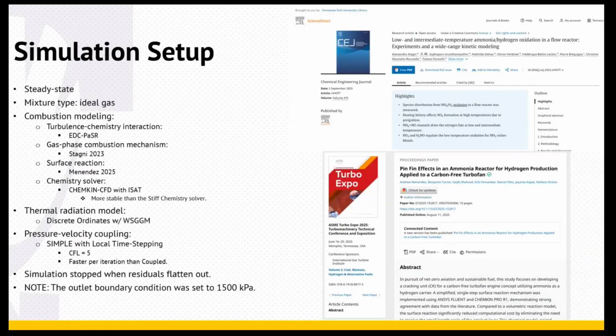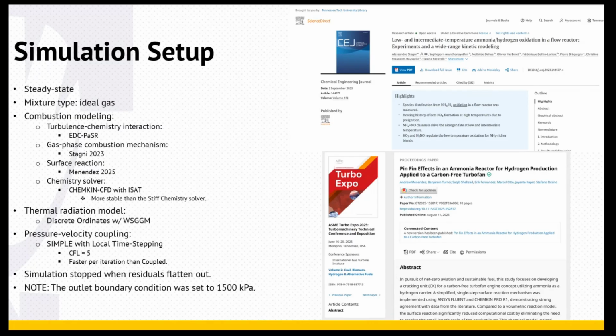And I'm not going to get too much into detail on this slide, but this is just a rundown of my simulation setup. And long story short, I basically turned on almost every knob that one would use in ANSYS Fluent to try to run the most accurate combustion model. So detailed chemistry with a detailed chemical mechanism, which is referenced in the top screenshot, and the surface reaction that I'm using for the surface chemistry is in the bottom screenshot on the side. Use detailed thermal radiation modeling and run the simulation until the residuals flatten out.